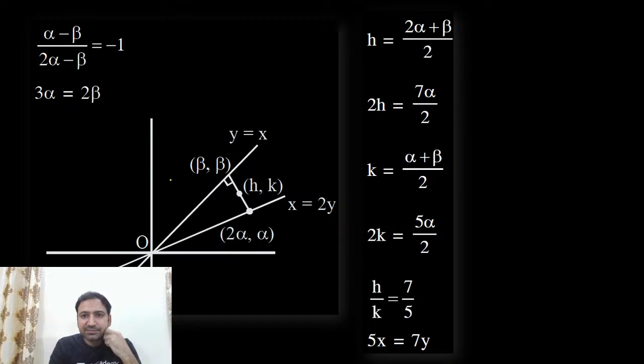Okay, let's see. x equals 2y. Okay, this is a solution, guys. Let's see in this solution if we are making any mistake. This is 2 alpha comma alpha only we are taking. Beta comma beta we took. He is getting the answer.